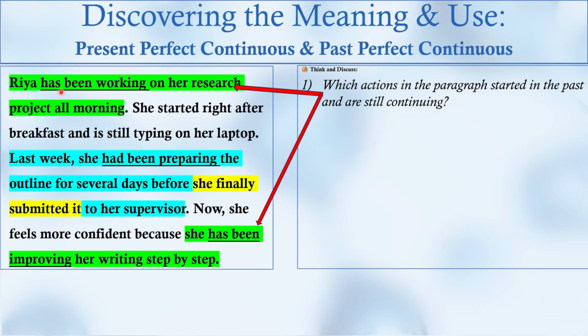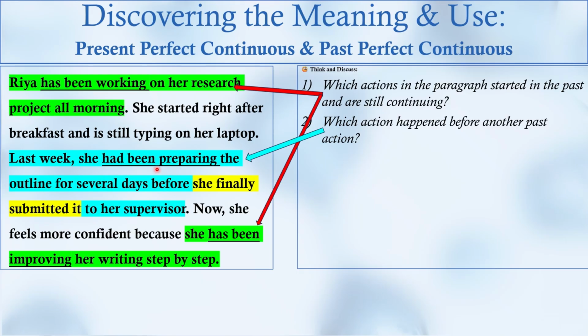We form it with has or have plus been followed by the ing form of the verb. For the next one, look at this part. She had been preparing the outline for several days before she finally submitted it to her supervisor. Here, the action of preparing started first and continued for some time before another past event, submitting the outline. This is the past perfect continuous. We form it with had been, followed by the ing form of the verb.